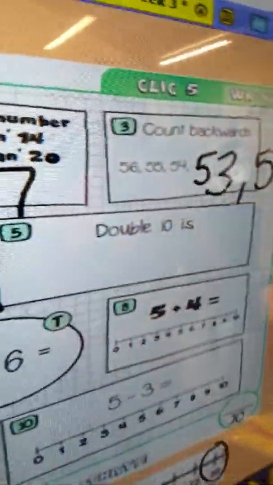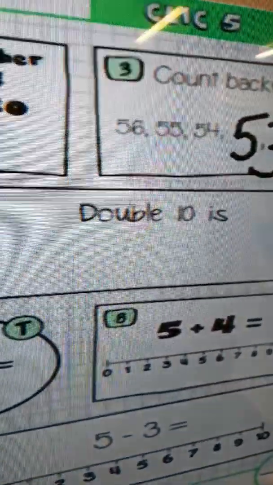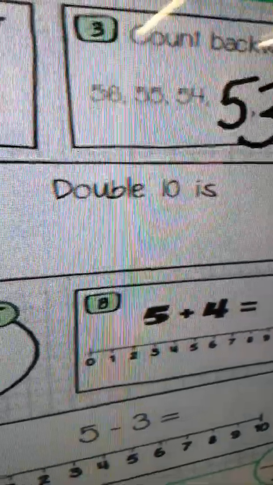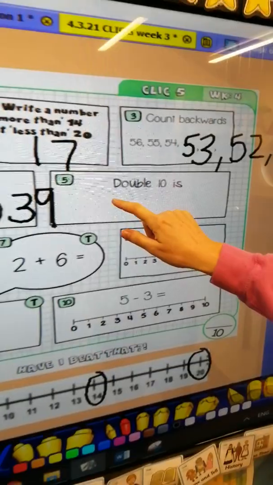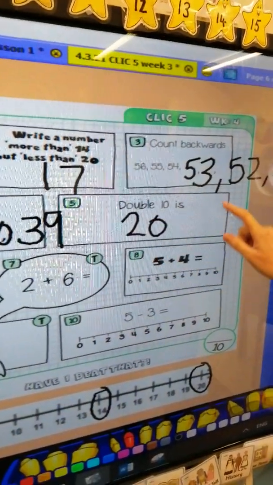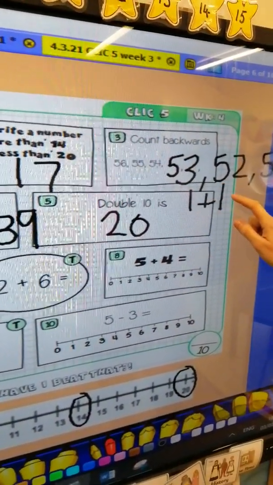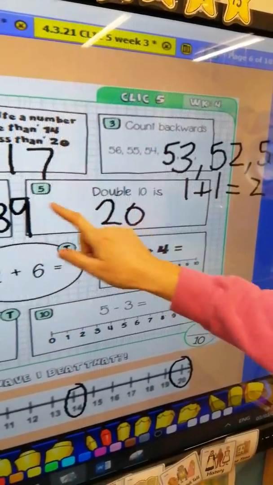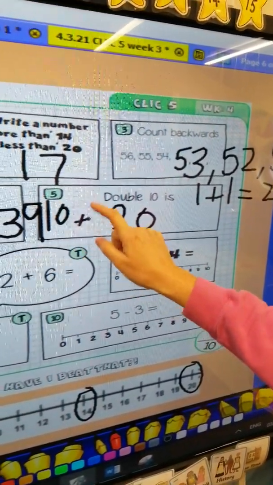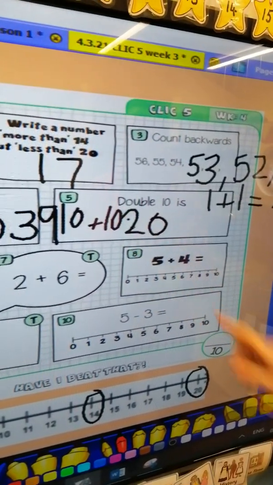Right, I think you could do this with your eyes closed. What is double 10? We know this number fact off by heart. Pause the video now, write it on your sheet. Marvellous. Double 10 is 20 because 1 and 1 is 2. Double 1 is 2. Therefore, double 10, 10 and 10 is 20.